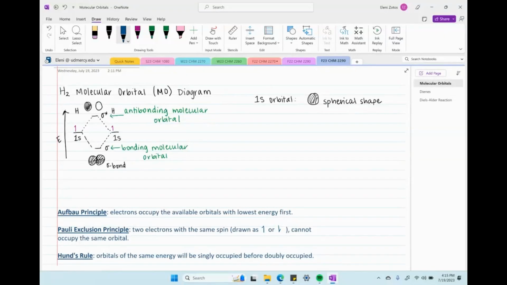So we know we're going to be adding two electrons somewhere in the sigma and sigma star molecular orbitals. The Aufbau principle right here says that electrons occupy available orbitals with the lowest energy first. So we're going to put electrons into the lower energy orbital, which is the sigma orbital, before we occupy the sigma star. So when you're filling in electrons in your molecular orbitals, you just start at the bottom and work your way up, lowest energy to higher energy.